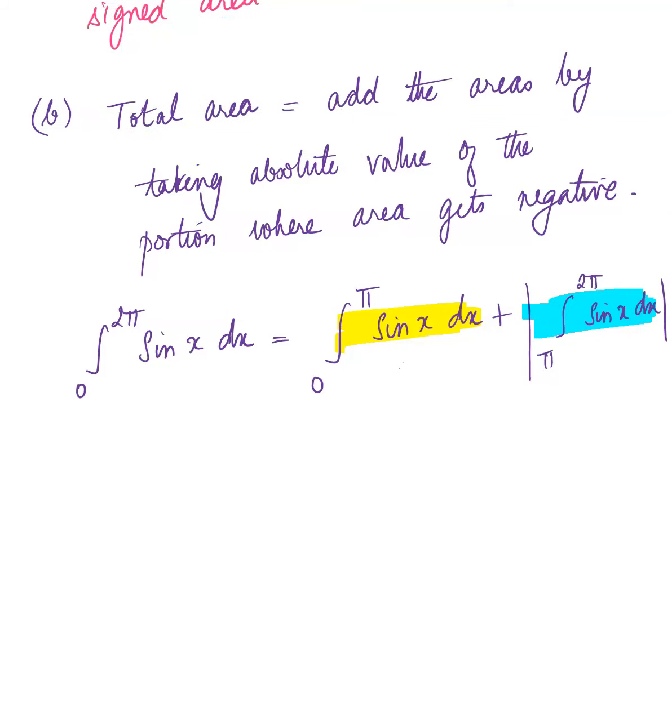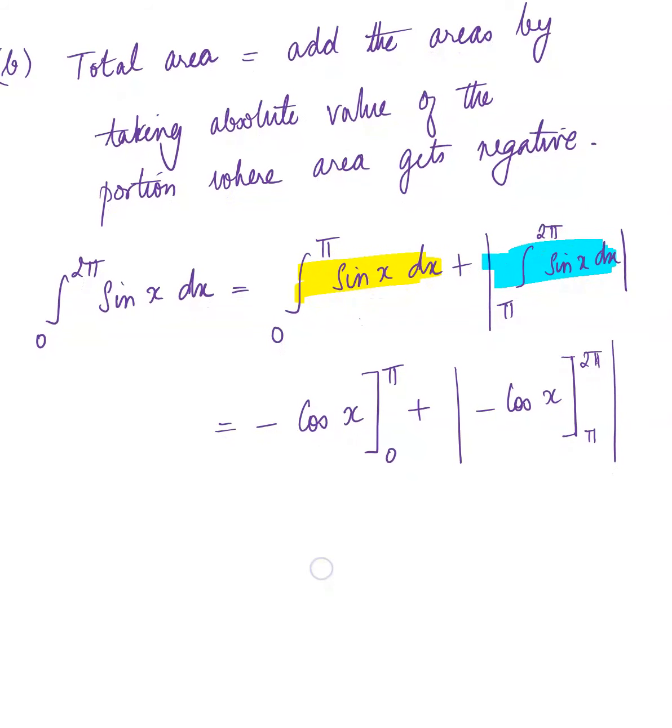Now we have the same, the integral of sine x is the same, negative cosine x. You just have different limits of integration to help you through that. So take the absolute value of negative cosine x. The limits of integration would be pi to 2 pi here within the absolute value.